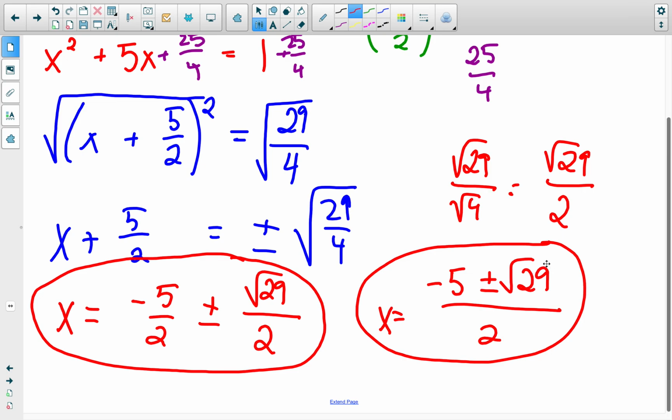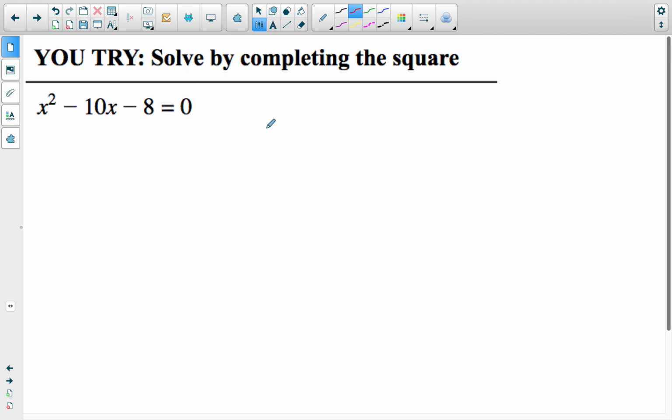What's great about completing the square is it works every time, right? Factoring to solve quadratics only works when you have 2 real solutions, but completing the square will work every single time, no matter what. Okay. You try this. Pause the video.